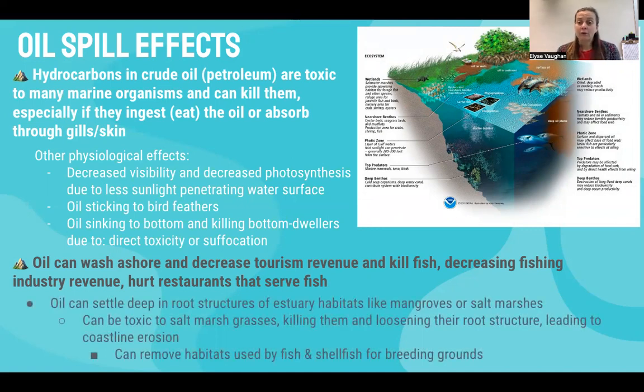Finally, oil also settles into the root structures of the estuary habitats like mangroves or salt marshes. It can be toxic to those salt marsh grasses. It kills them, it loosens the root structure. By loosening the root structure, it then leads to erosion of the coastline. And those root structures are very often the habitats that are used by fish and by shellfish for their breeding grounds. And so it has an impact on the ability of organisms to reproduce.